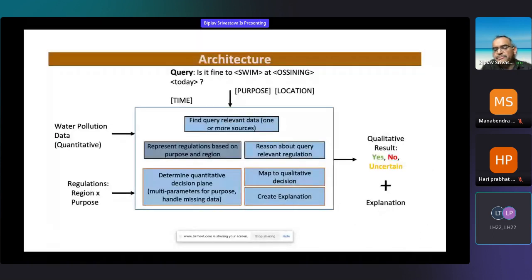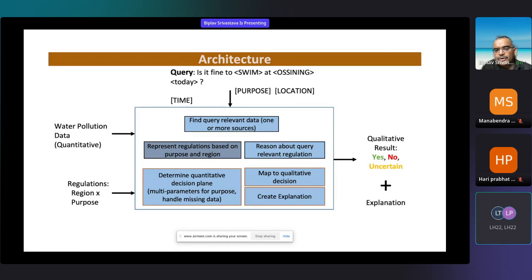In this particular approach, we are asking a question. We are looking at the water pollution data, if the pollutant is quantitative. There is also information about the regulation, and we want to know the region and the purpose. So, for example, a state or a location, and the purpose, whether it was bathing or drinking and so on. The question is of the kind, can I do a purpose at a location? This kind of structured querying we map to the data sets, and we map back to the regulation, and we reason on the quantitative and qualitative information to give an answer like yes, no, or uncertain, along with an explanation.